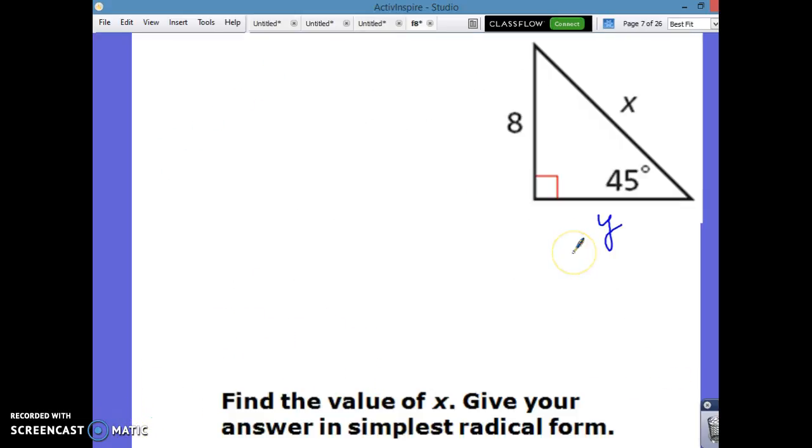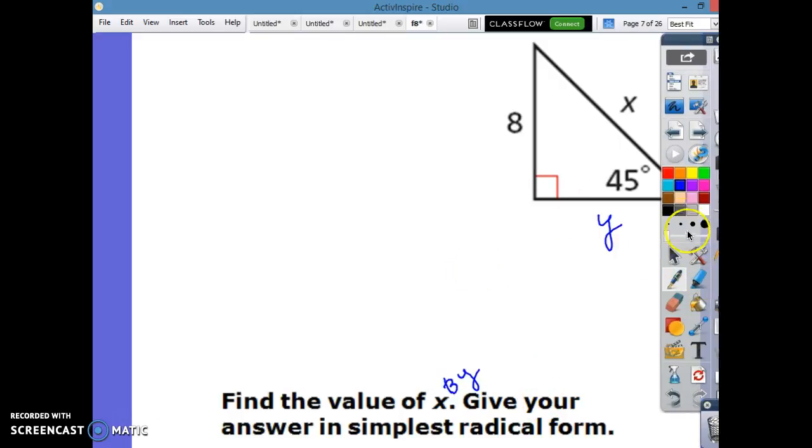All right, so you can see in this example up here, where everyone's eyes are right now. It says we need to find the value of x and y. Give your answer in simplest radical form. The way we do this, we talked about a little bit last class. The first step is you label the general lengths of the triangle.